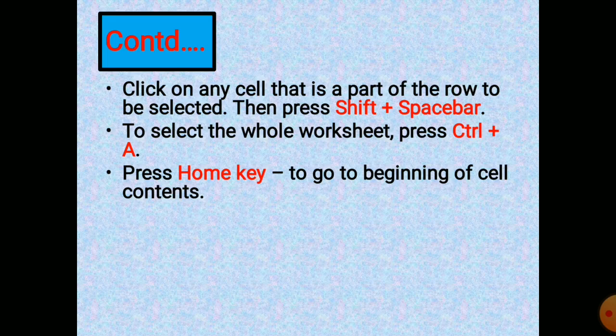Press the Home key to go to the beginning of the cell content. Like if you are in a cell and by chance you have written Ram in a small letter, and you want to make it a capital letter, no need to erase all. Simply press the Home key and it will take you to R. Put the cursor before R, remove it, and you can write capital R. So the Home key will take you to the beginning of the cell content.